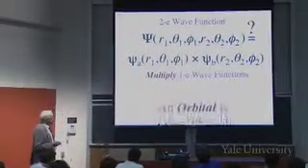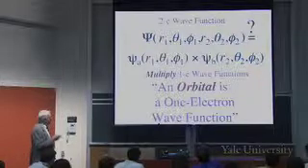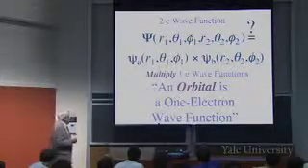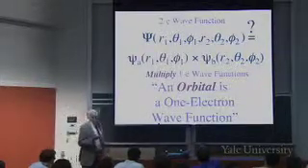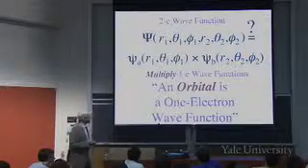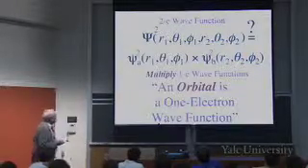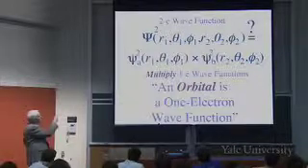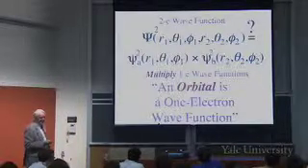The question is, can you do that? Remember, an orbital is a one-electron wave function. So can we multiply orbitals in order to get a many-electron wave function? If we could, then of course we would square it to get probability density.